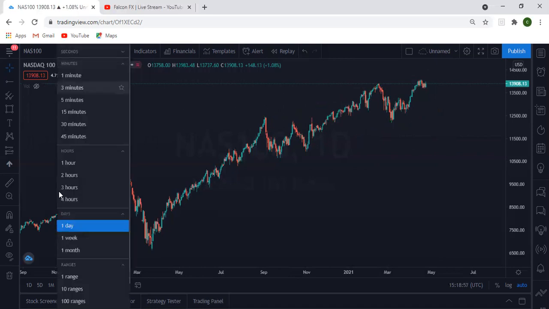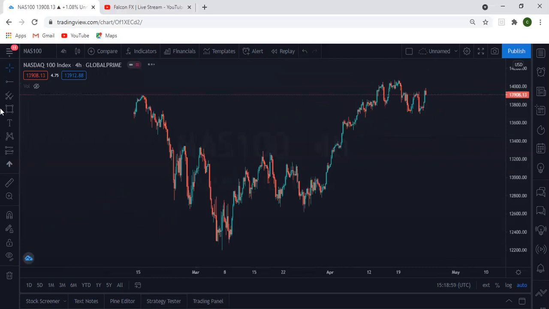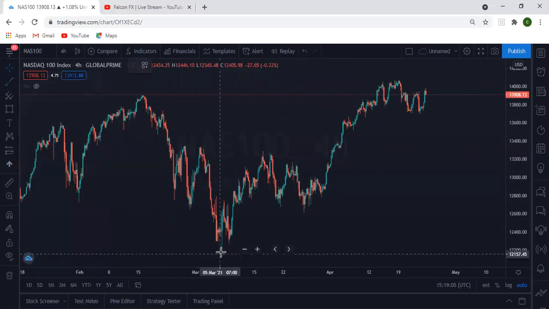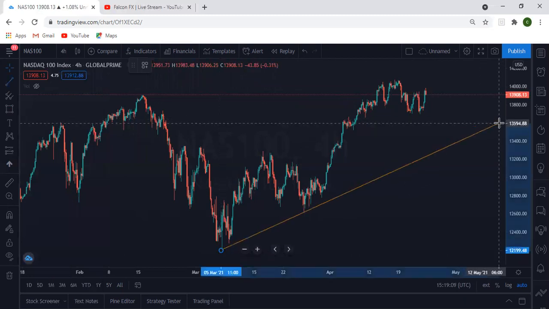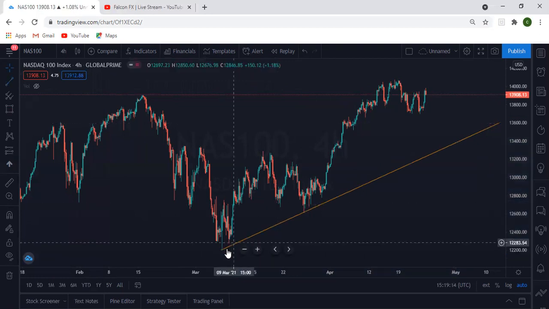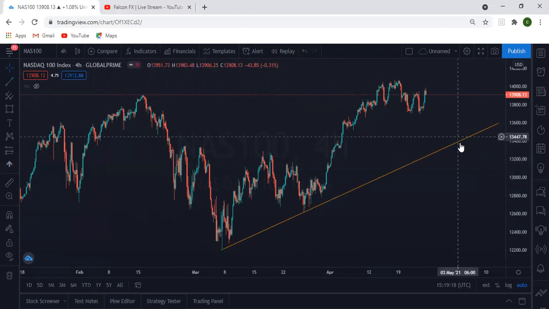So let's go to your H4 time frame. On the H4 time frame, we're going to take a trend line and mark off our lows. This is what we have on Nasdaq. We had a first touch, and then a second touch, and right now in the market we wanna have a third touch around about here.